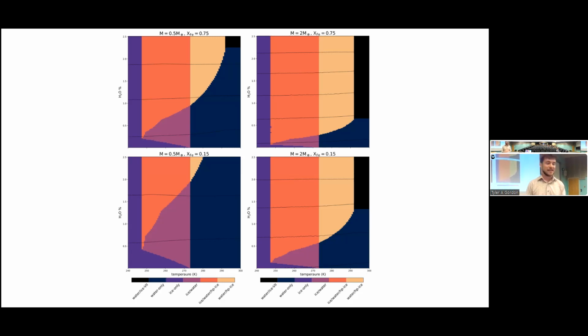And then another intermediate case in the bottom right is the case where we have a core that's twice the mass of the Earth, but is a lighter core. Well, not lighter, it's twice the mass, but a less dense core.